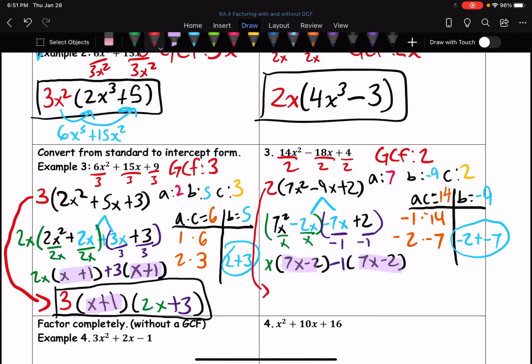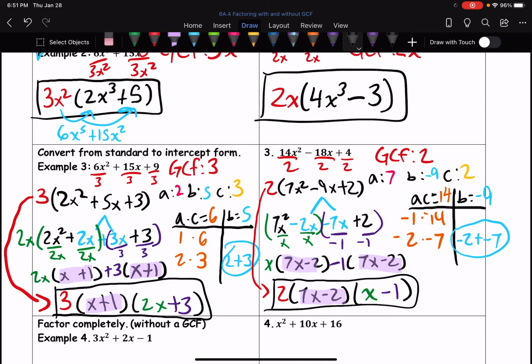So I'm going to pull down this 2 from the very beginning. Then I have 7x minus 2. And my last factor group is x minus 1. And that is our intercept form of 14x squared minus 18x plus 4.